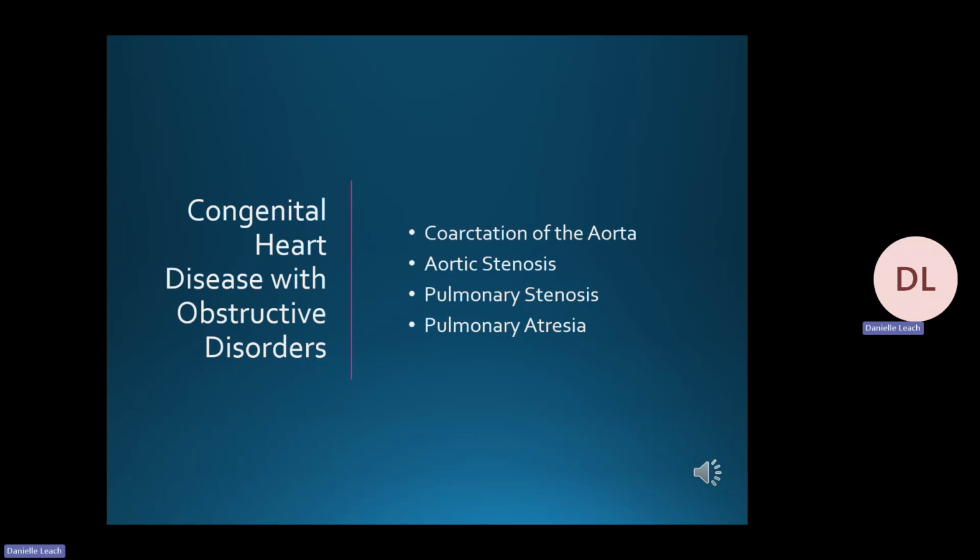The next category of disorders we're going to talk about are congenital heart disease with obstructive disorders. The ones we're going to talk about are coarctation of the aorta, aortic stenosis, pulmonary stenosis, and pulmonary atresia. Sometimes we can also put tetralogy of Fallot in this category because it does have that right ventricular outflow obstruction, but for this text, it was going to be in the previous section.